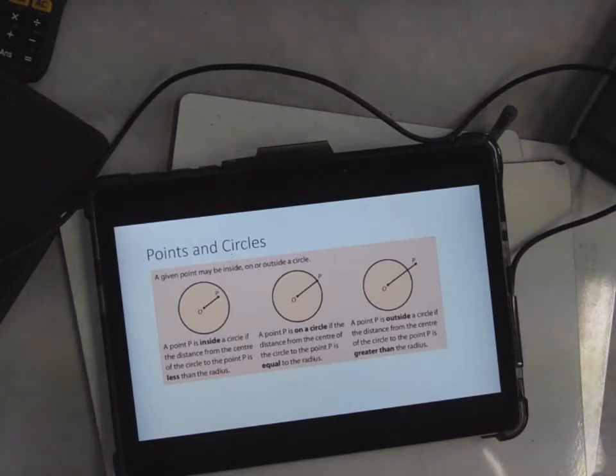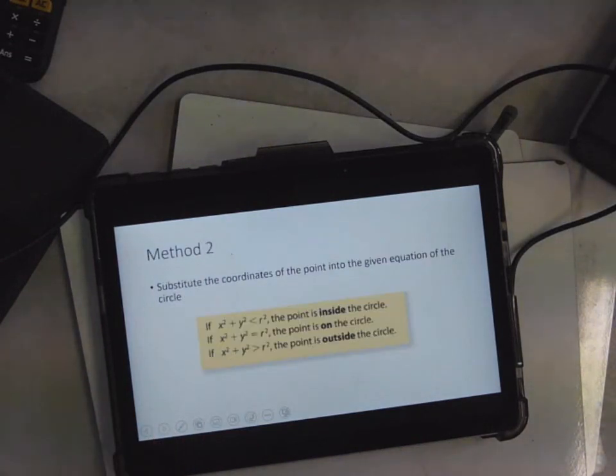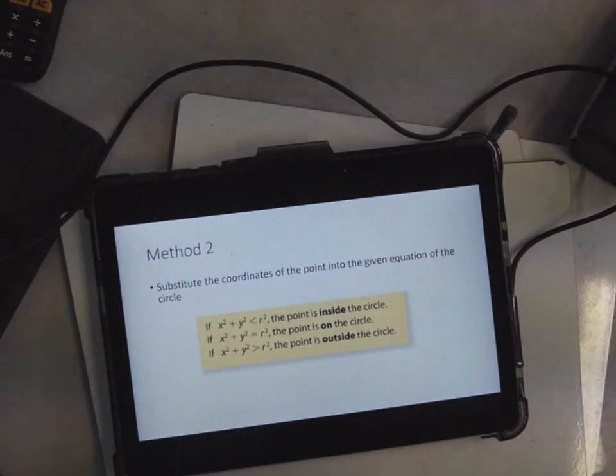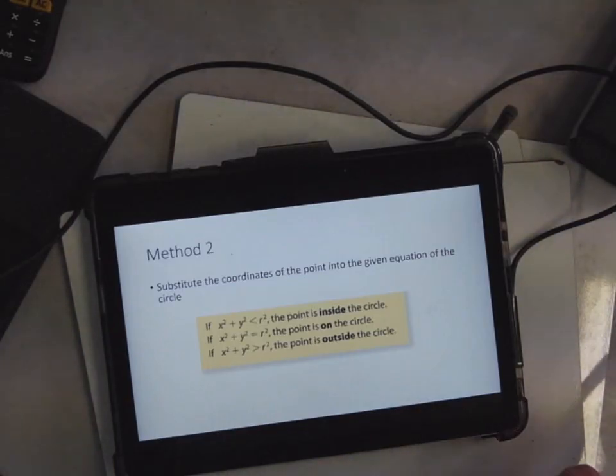Ready for me? Yeah? So we're going to skip on to method 2 because method 1 takes too long. Substitute the coordinates of the point into the given equation of the circle. Right, okay. So substitute in. And if the left side ends up being less than the right side, it's inside the circle. If the left side ends up being equal to the right side, it's on the circle. And if the left side ends up being greater than the right side, it's outside the circle. Okay? So way shorter, no distance formula, etc.